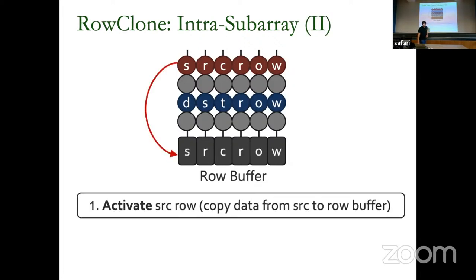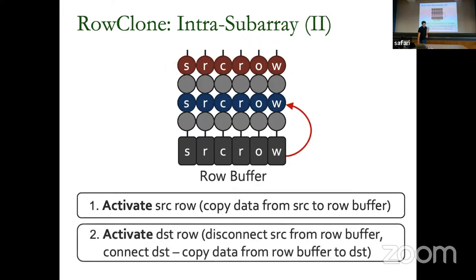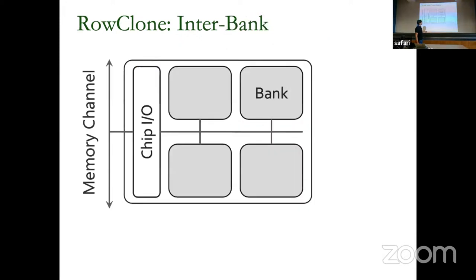And another picture here: activate the source row, then activate the destination row, and this makes the copy. It's so simple. The RowClone paper also proposes other techniques. This one, because the previous one needs the two rows to be in the same subarray, as you have seen, because they use the same local row buffer.